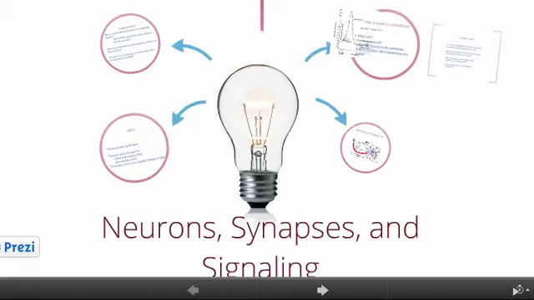Okay, right now we're going to be reviewing Chapter 48, which is Neurons, Synapses, and Signaling. And you can follow along with the review sheet that we printed out and passed out.